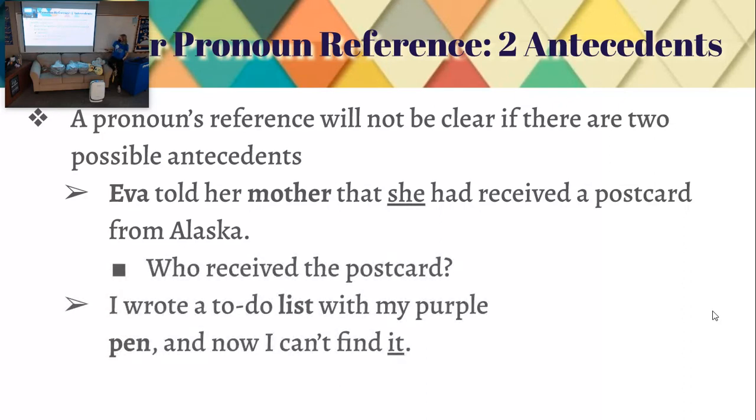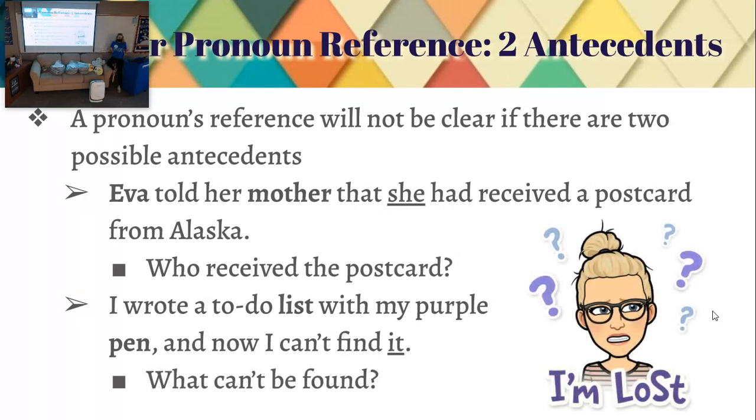Here's another example. I wrote a to-do list with my purple pen and now I can't find it. Well, what can't you find? The list or the pen? So this is what I mean by having two possible antecedents.